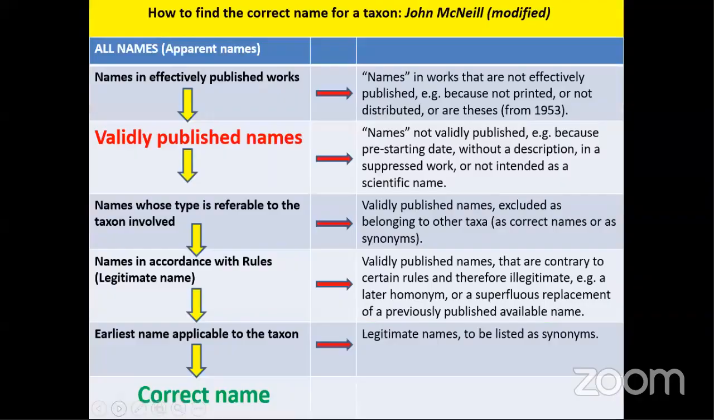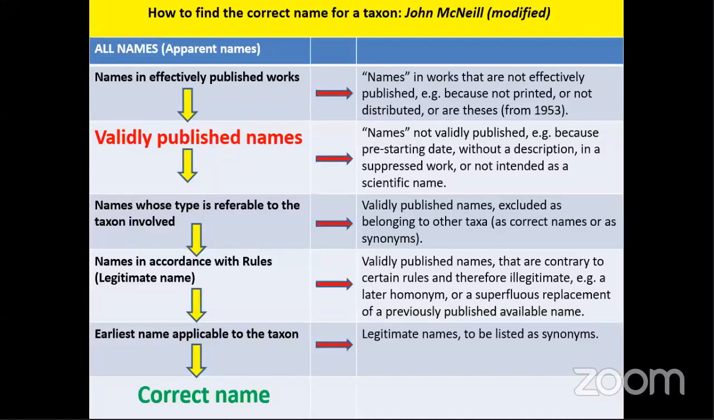How to find the correct name, I already told you that. These are some of the processes, and at different times a modified approach appeared for the decision on the application of the correct name. Here one approach was also proposed by McNeill. You can see names not effectively published. Already told you, effective publication, you can publish in any journal, that is effective publication nowadays. Names in work that are not effectively published means not printed or not distributed, or are in a thesis. These are all not effective publication, but people can also publish in electronic media, and that is effectively published.